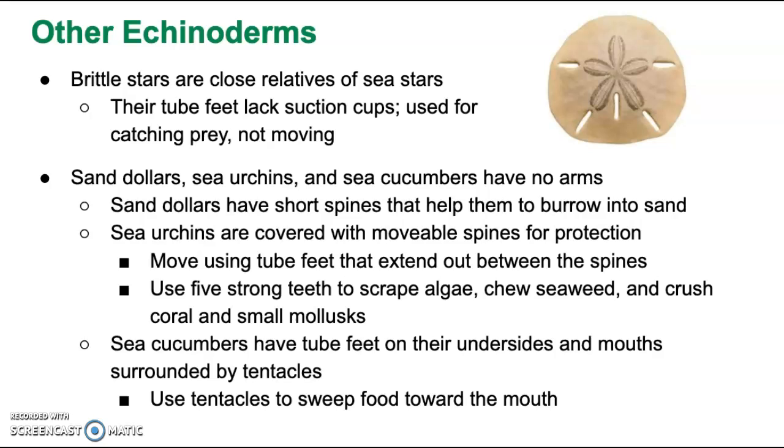And then sea cucumbers, last but not least, have tube feet on their undersides. So they look sort of like giant leathery cucumbers, as you might expect, but they're able to move through tube feet just like the sea star. Their mouths are surrounded with tentacles that they're able to send out and then also to contract back into themselves, and they use those tentacles to sweep food toward their mouth. They're actually filter feeders.